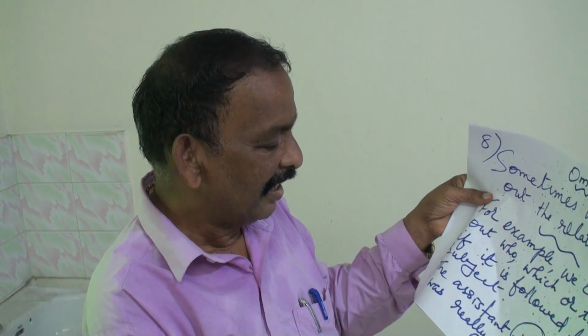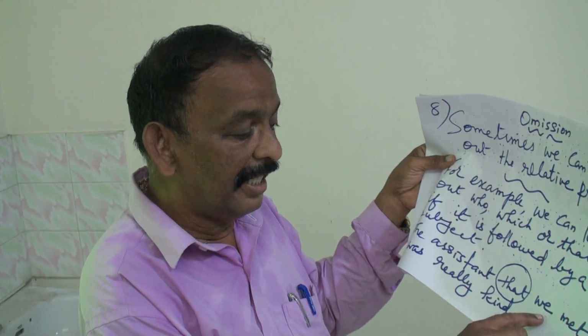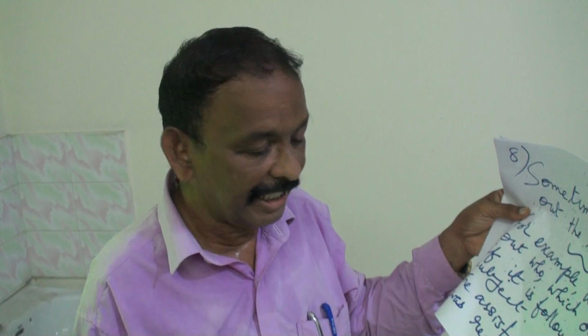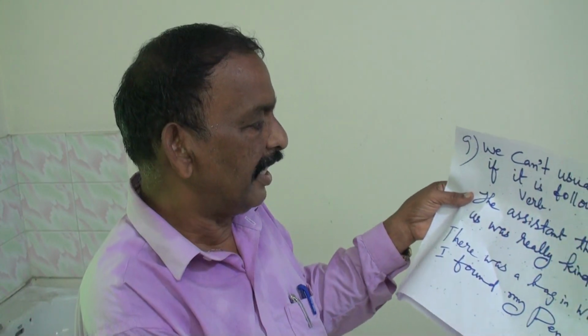For example, the assistant that we met was really kind. We can also, if the relative pronoun is followed by a noun, drop out, or leave out that relative pronoun. We can say the assistant we met was really kind. So you must be clear. We can't usually leave it out if it is followed by a verb.